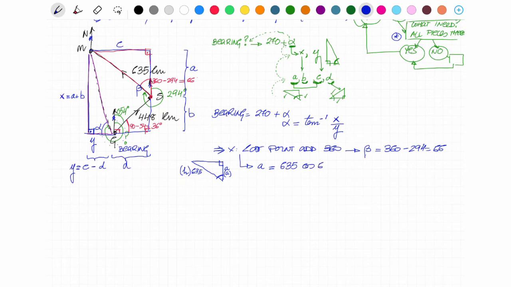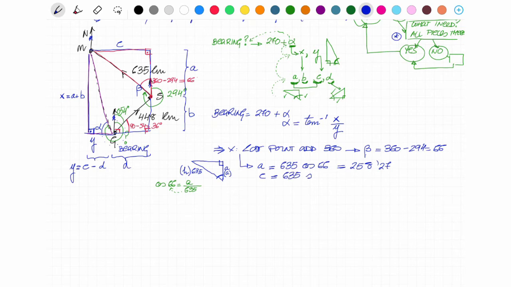635 times the cosine of 66. And if you need to think of that, I'm going to put it here so you can see it. It comes from rearranging: cosine of 66 equals adjacent over hypotenuse, which is 635. So I'm just putting things already there. It's for space. If you do that, I tell you what it gives you: 258.27.